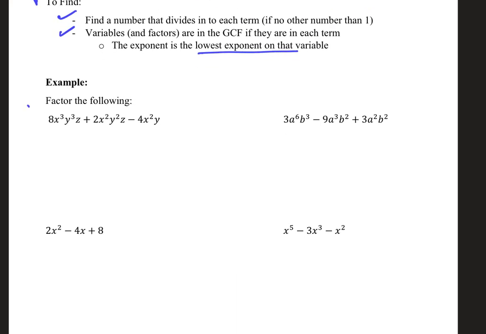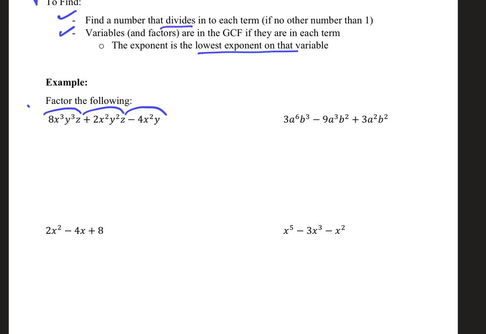Looking at this first example, we have 8x cubed. You can read it. We have three terms here. This is the first term. This is the second term. And this is the third term. So we went over what terms were. And when we factor, what we do is we basically divide out anything that's common.